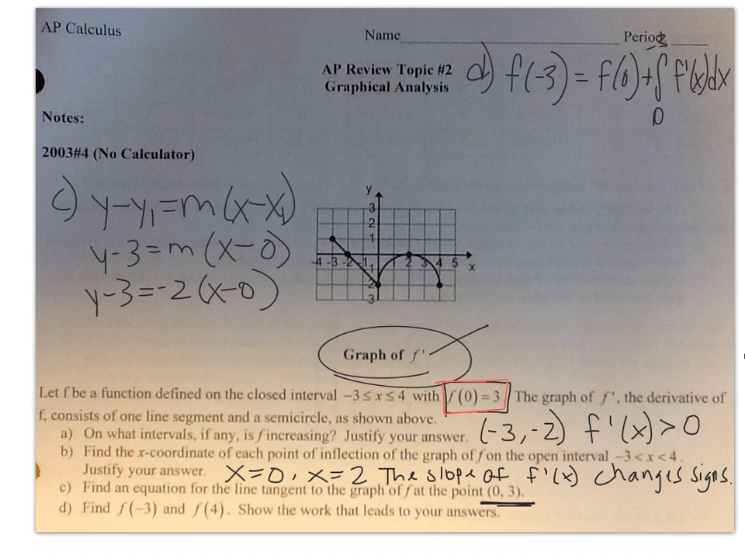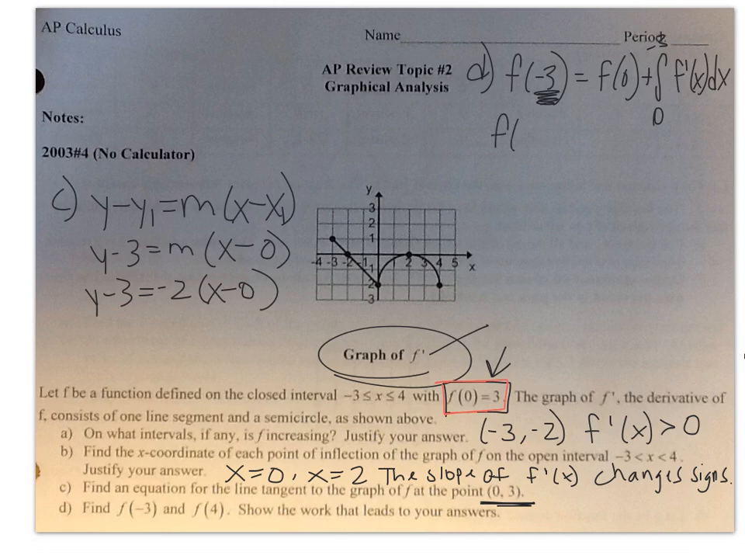Well, I have to start with whatever point they have given. If they had given me the point f of 6, which is not even shown on this graph, I would start with my lower limit of integration as 6 and my upper limit as the one that I am trying to go to. I'm integrating f prime because that undoes the derivative and takes me back to the original function.